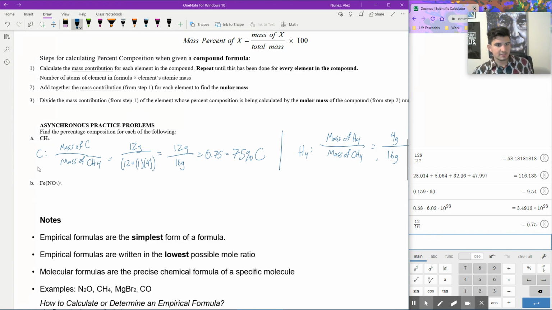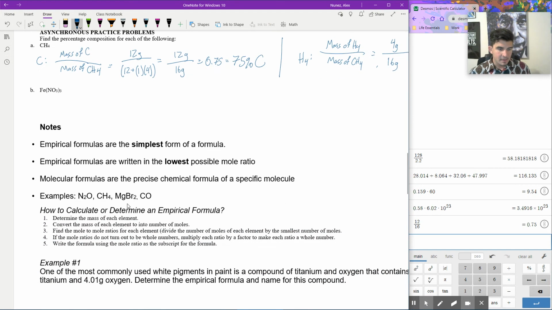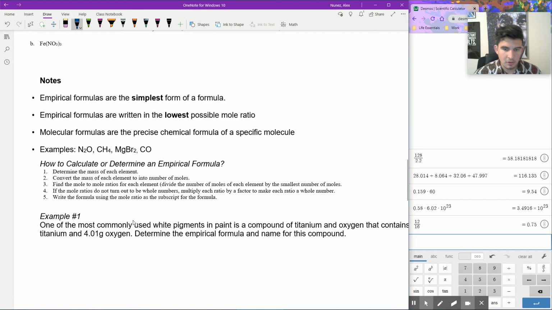I'm not going to show us this next example. The process would be exactly the same. It would just be much longer because now you have more elements. Lastly, we need to talk about empirical and molecular formulas. So an empirical formula is the simplest form of a formula. It basically is what's called the lowest possible mole ratio.